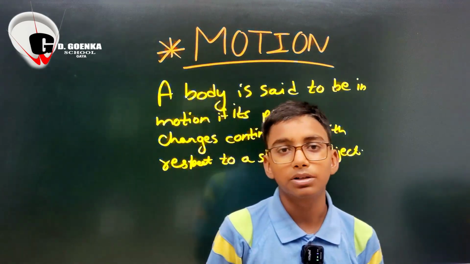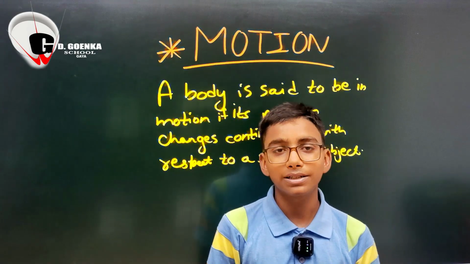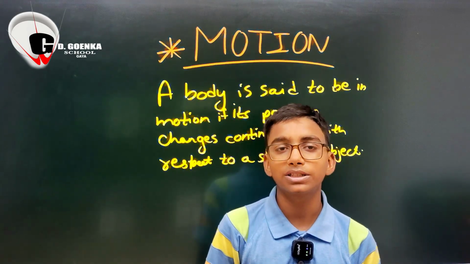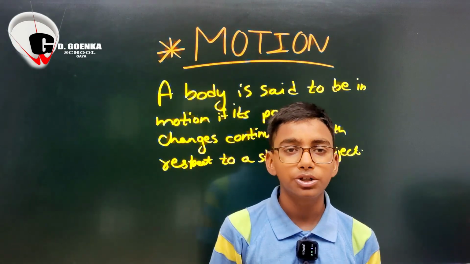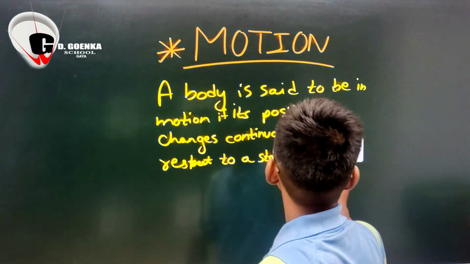Now let's take an example. Suppose a car is moving. So it is in motion with respect to a stationary object like a house, tree, etc.